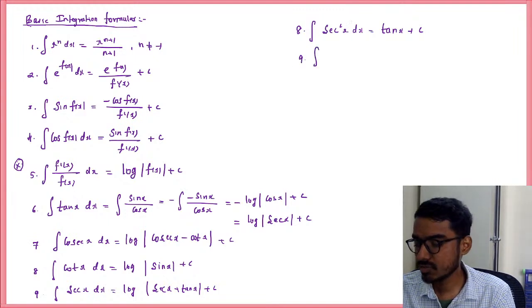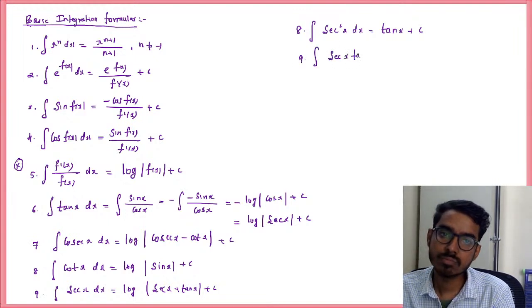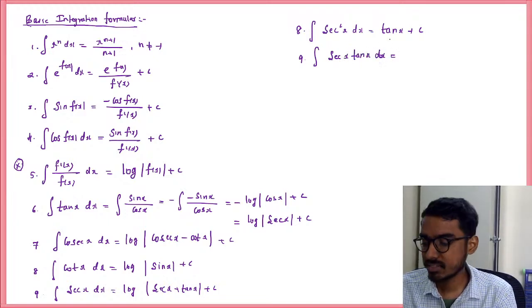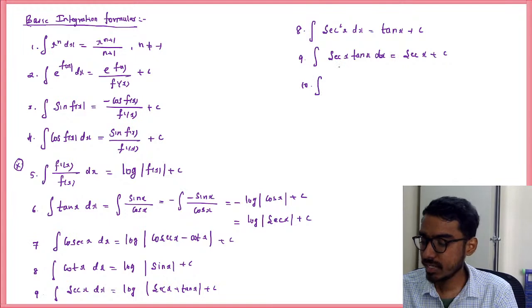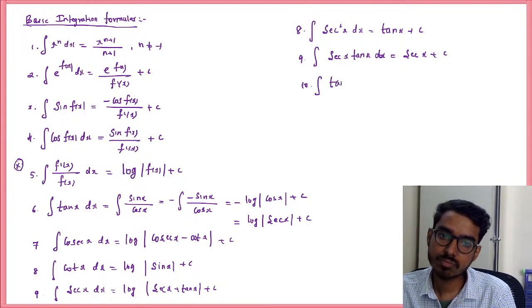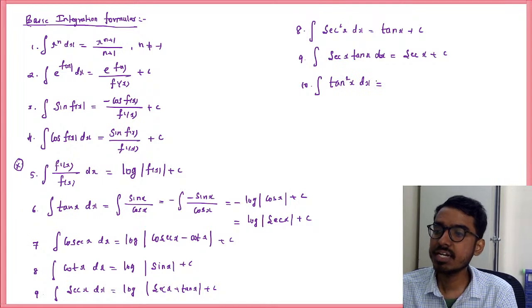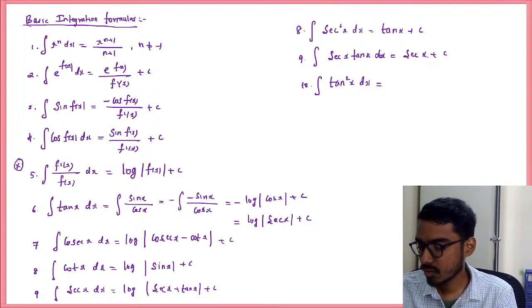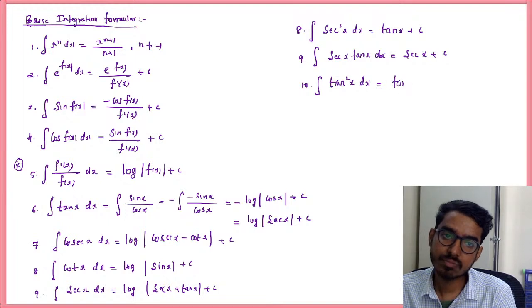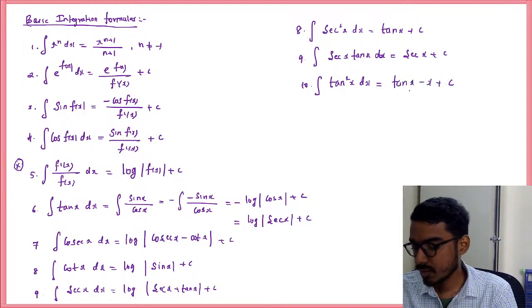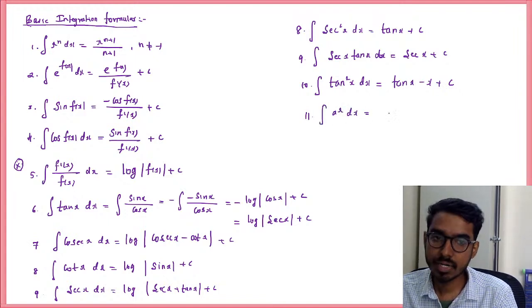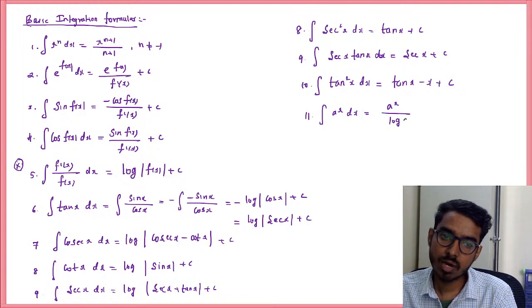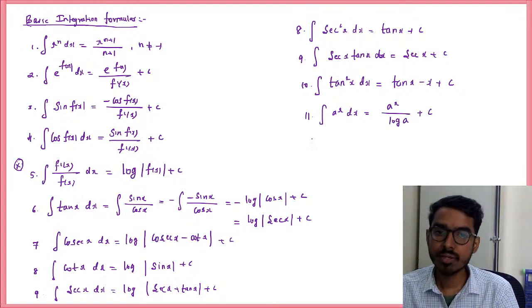9th, integration of secant x tan x. Which function do you have to differentiate to get secant x tan x? It is secant x. Integration of tan square x dx: which function do you have to differentiate to get tan square x? It is tan x minus x plus c. And the integration of a power x dx will be a power x by log a plus c.